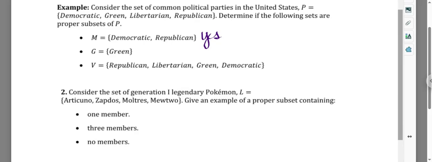What about set G? Yes. Green is part of the original. What about set V? No. Set V is a subset, because a set can be a subset of itself, but it is not a proper subset, because set V has the exact same elements as the original, just not in the same order. All right.